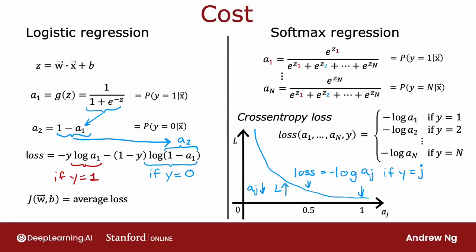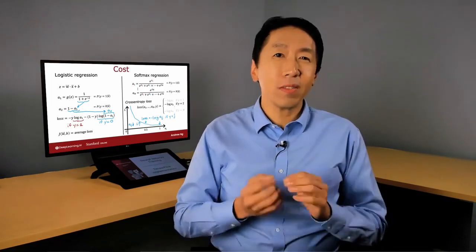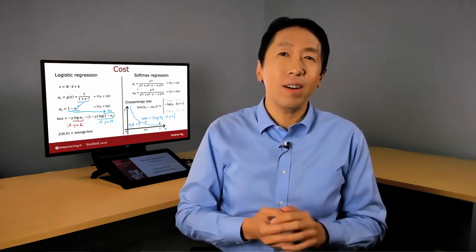Notice that in this loss function, y in each training example can take on only one value. So you end up computing this negative log of aj only for one value of aj, whatever was the actual value of y equals j in that particular training example. For example, if y was equal to 2, you end up computing negative log of a2, but not any of the other terms, like negative log of a1. So that's the form of the model, as well as the cost function for softmax regression.